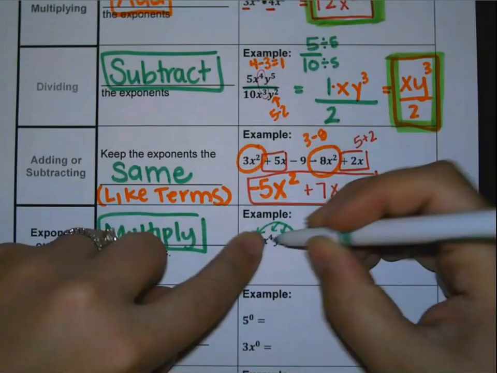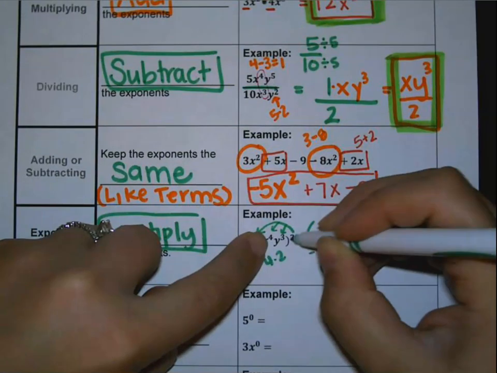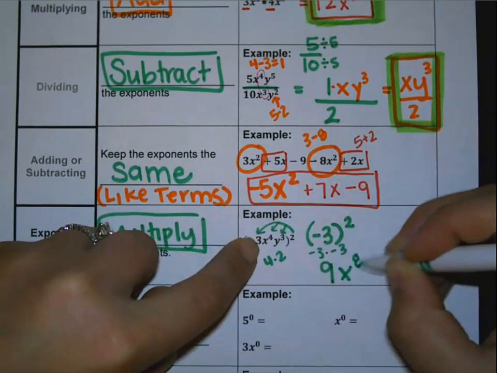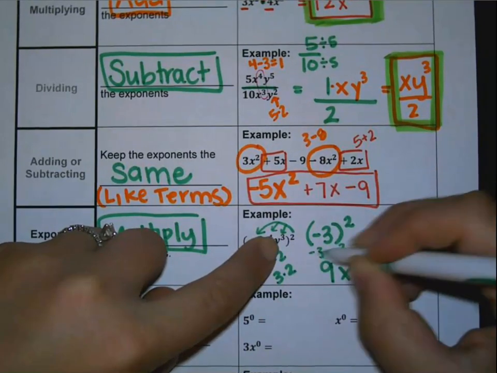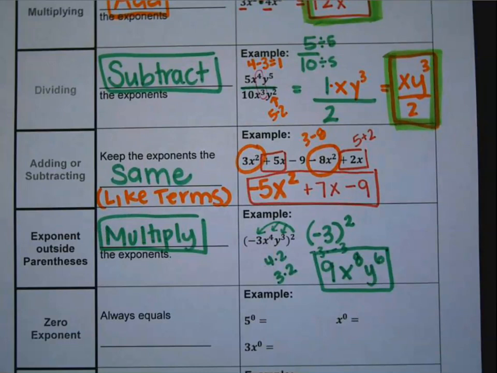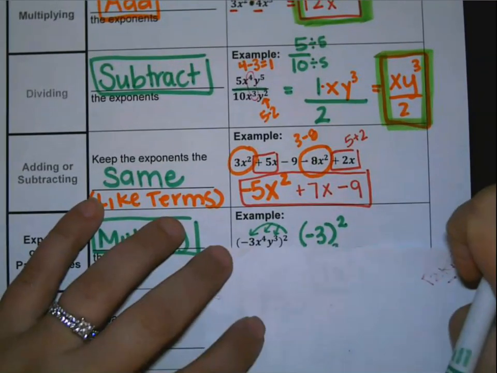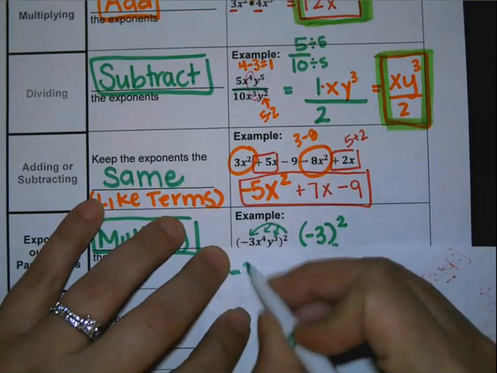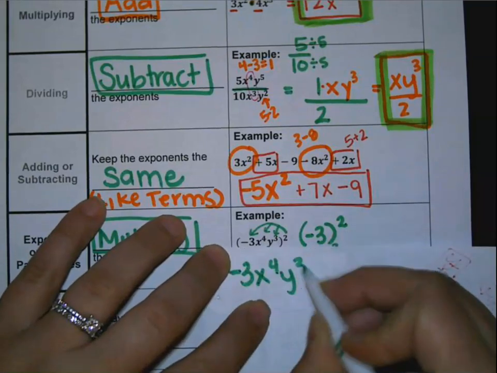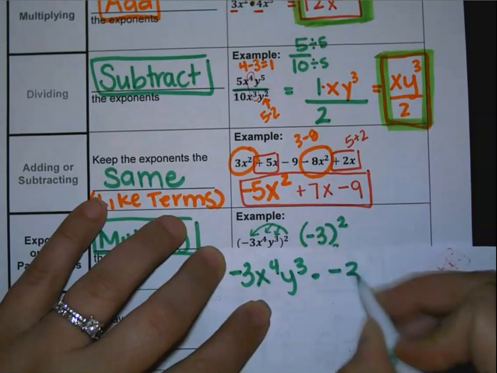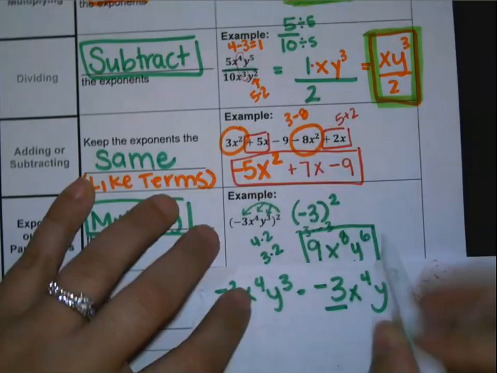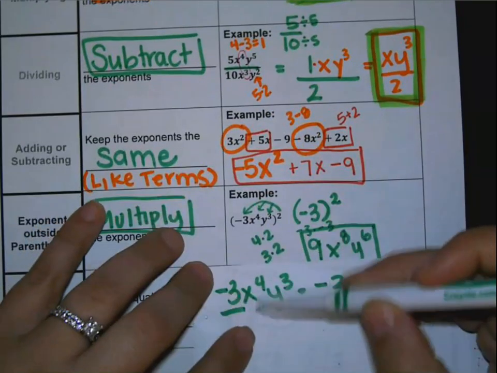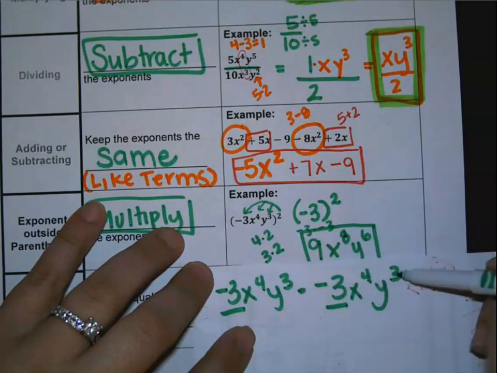And then you're going to multiply the exponents, so 4 times 2 is 8. And then 3 times 2 is 6. Now again, if ever you get stuck and you're not sure what to do, you can easily just write this out. This is saying -3x to the 4th y cubed, and it's saying there's 2 of these. So -3 times -3 is the 9 here, and then you'd have 4 here and 4 here, that's 8, 3 here and 3 here, that's 6.